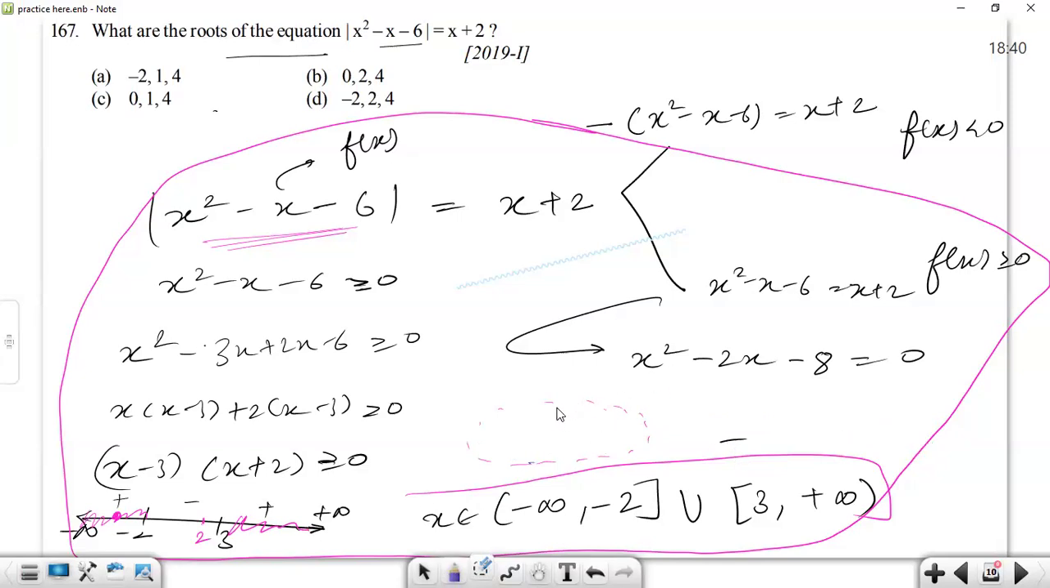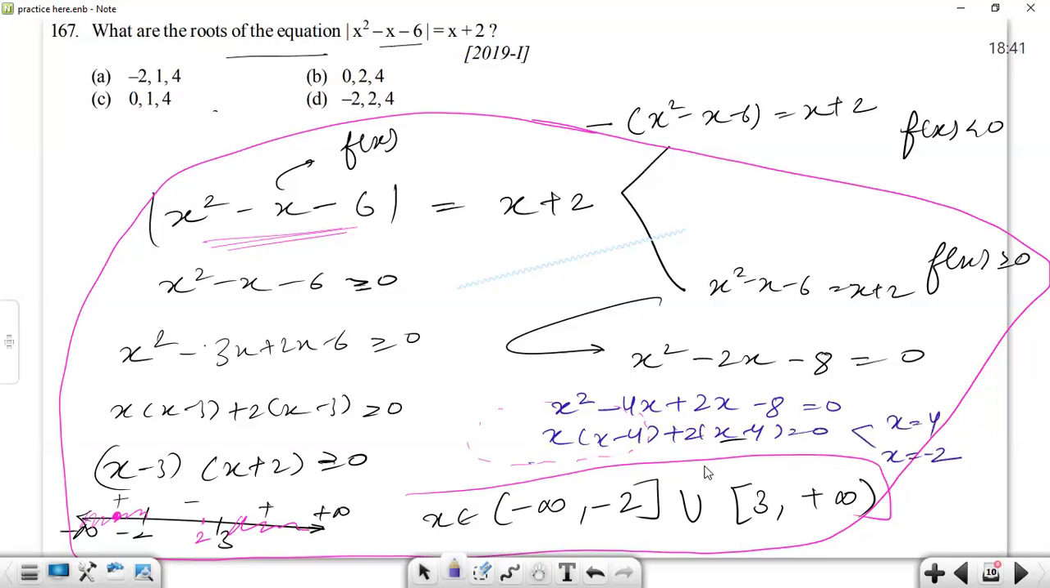Let me explain. x square minus 2x minus 8 will be written as x square minus 4x plus 2x minus 8. Remember one thing I have mentioned earlier: whenever the sign after factorizing is negative, the sign of the root will be of the opposite nature. On taking x common, x minus 4 plus 2 into x minus 4. So x is going to become 4, and the other root will be x equals minus 2. From here, minus 2 is lying in the given domain.